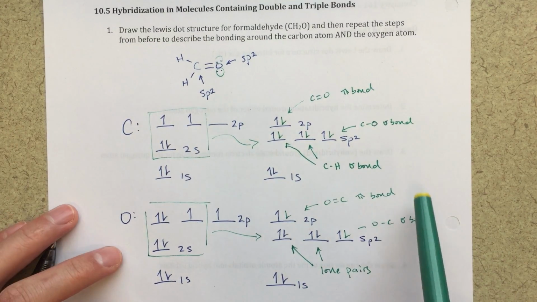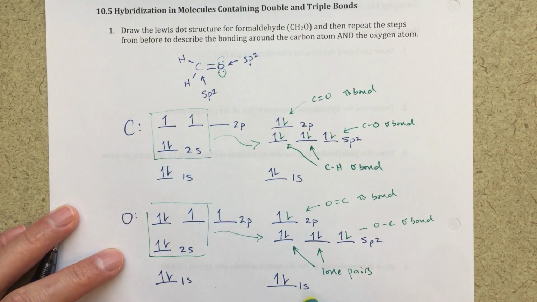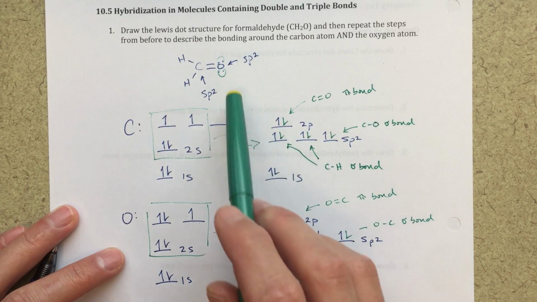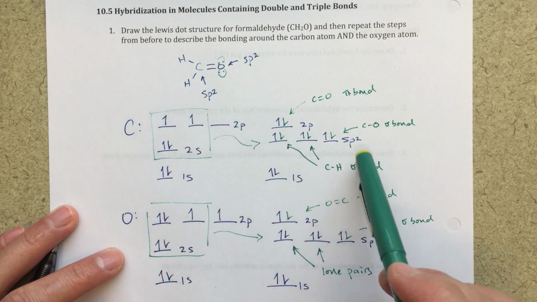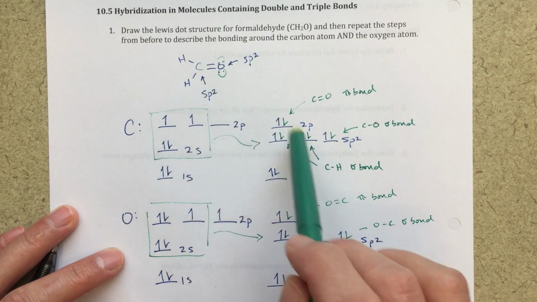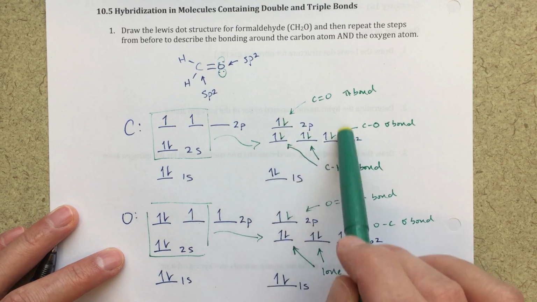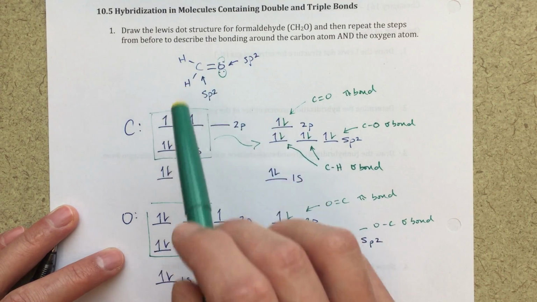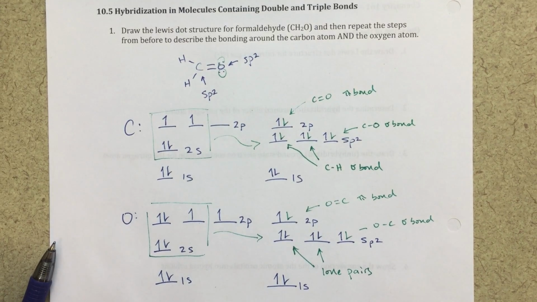So this diagram should translate essentially into our Lewis dot structure, and we should be able to point out where all of these electrons are in my Lewis dot structure. That's the whole point.